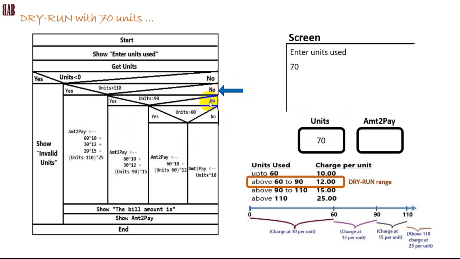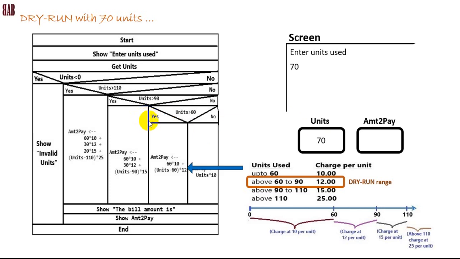Okay, you can't go here. You have to go to the decision box. So you come here. Is the units greater than 90? No. It's 70 now. So no, you come here. Again, after this side no, we have this decision box. So we have to go to this. Okay, we can't come here. We have to go here. Is it greater than 60? Yes. 70 is greater than 60. So that means it goes to the yes side.